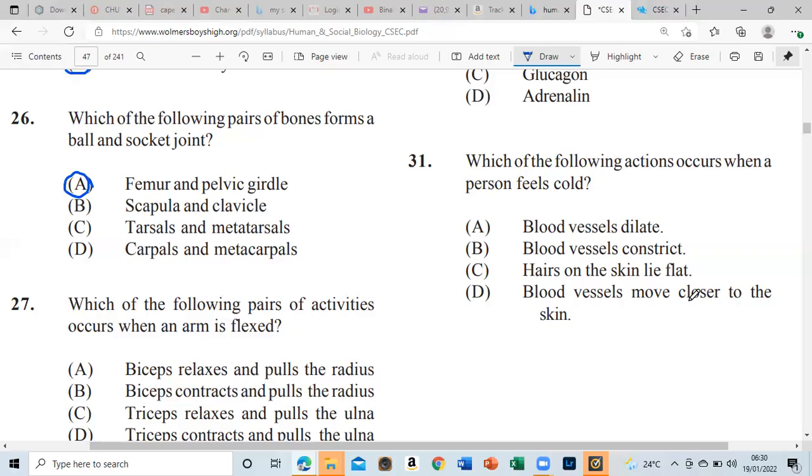Let's move on to 27. We're going on fine. We're almost halfway there, guys.